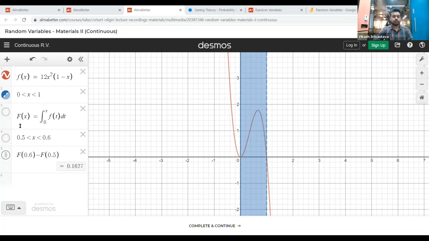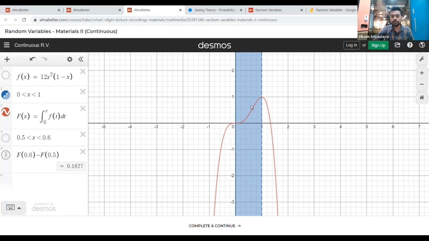Now our cumulative distribution function will be this. Of course, minus infinity to 0 is giving us 0 only, so that's why I have written 0 to x, right? So this F(x) is this particular bit. As you can see, we need to just focus on the blue shaded region. So this is the cumulative distribution function for this particular random variable x.